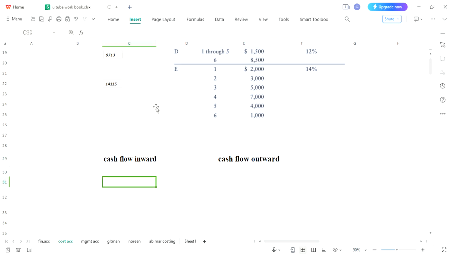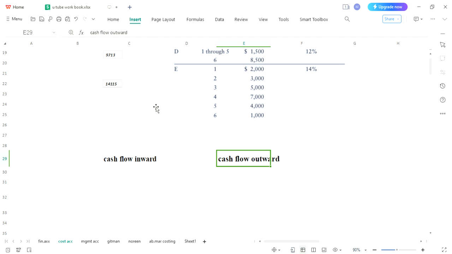Inward means when you are receiving cash, outward means when you are paying your cash. Flow means when you are paying this cash continuously, like installments received or installments paid, like insurance premium received and paid, or interest you are receiving or paying continuously after a regular period of time. So it would be considered as flow. When you are receiving cash in a flow, it would be cash flow inward. When you are paying your cash in a sequence, it would be cash outward.